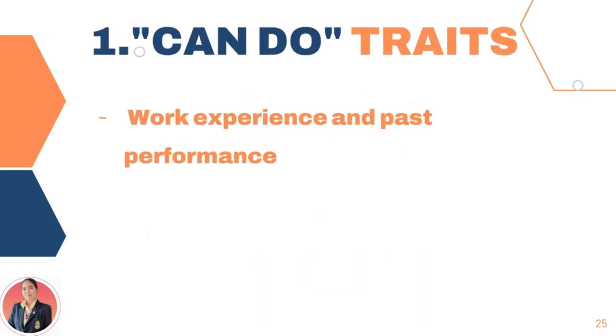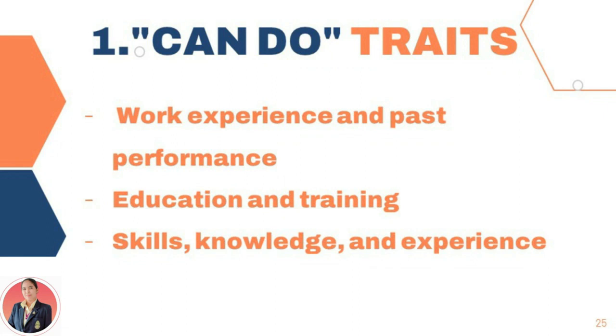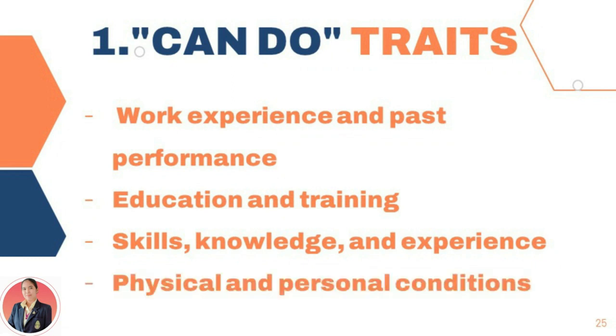Can-do traits. These are the applicant's ability to do the job, such as work experience and past performance. What has he done in the past? Education and training, which may indicate his intelligence and his aptitude for the particular job. Skills, knowledge, and experience along the lines of or related to the particular job. Does he possess the necessary attributes for the work? Physical and personal conditions that may be required by the job, for example, appearance, speech, mannerism, habit, general impression, and energy. The question is, does he appear alert or is he slow in movement?